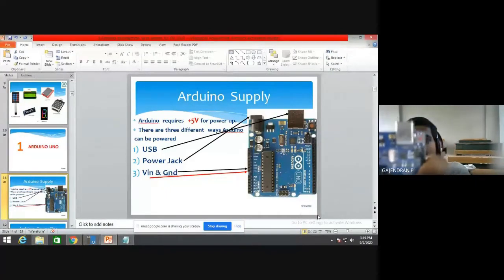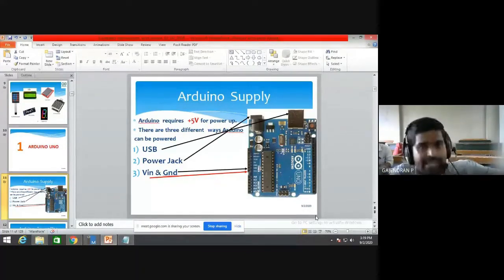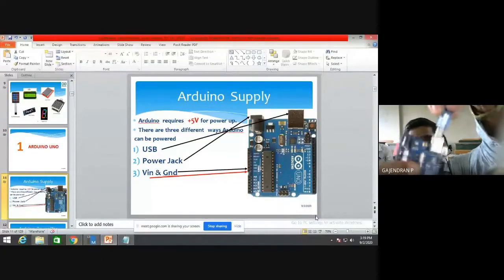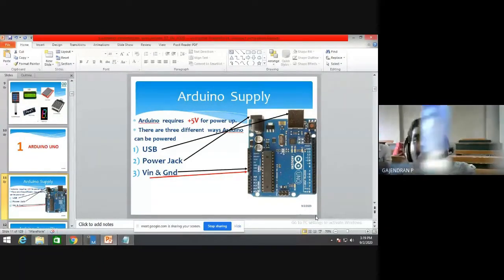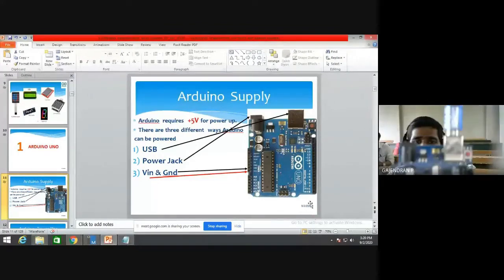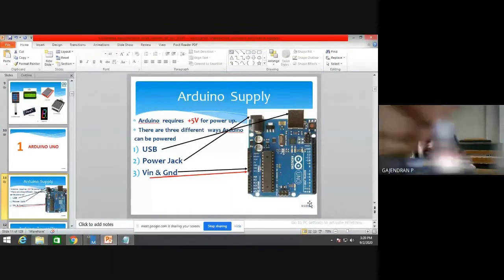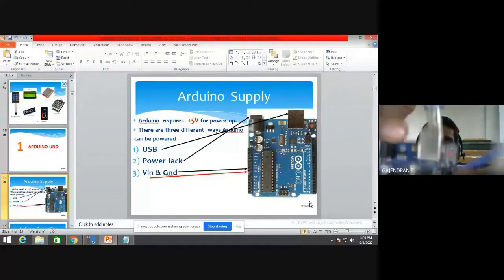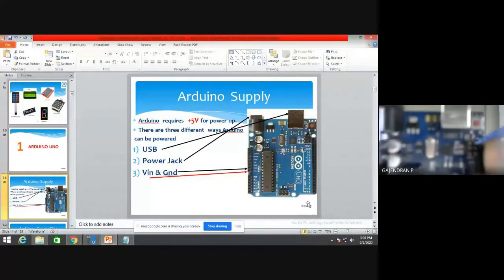This is our Arduino board. This is my USB port. If I connect my USB cable here, I can simply give power to this. See, if I connect the USB cable like this, is it visible, sir? Yes. Please watch my camera image. If I connect the USB cable, I can give a 5 volt supply to my Arduino board.